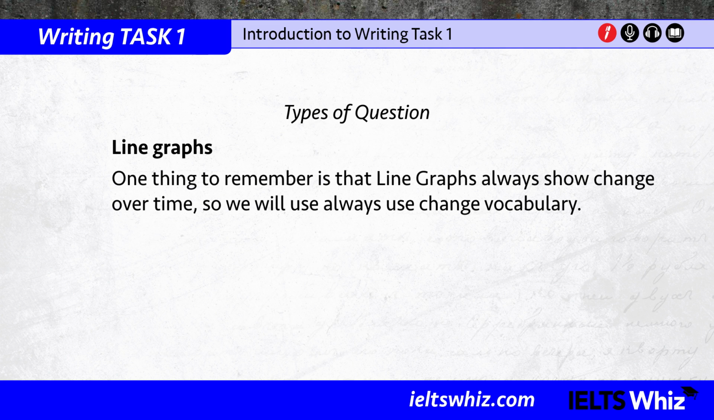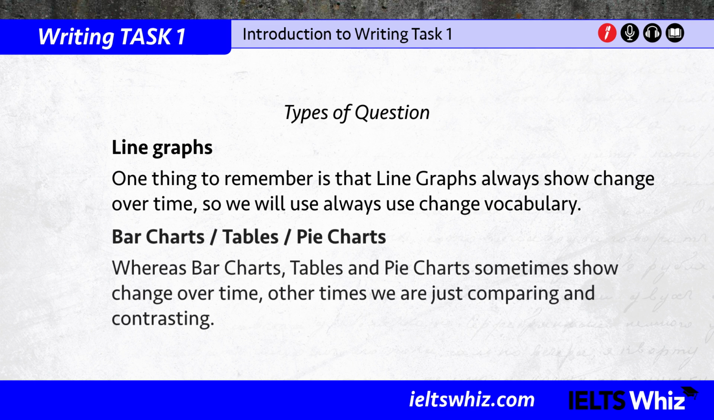One thing to remember is that line graphs always show change over time, so we will always use change vocabulary. Whereas bar charts, tables, and pie charts sometimes show change over time. Other times, we're just comparing and contrasting.